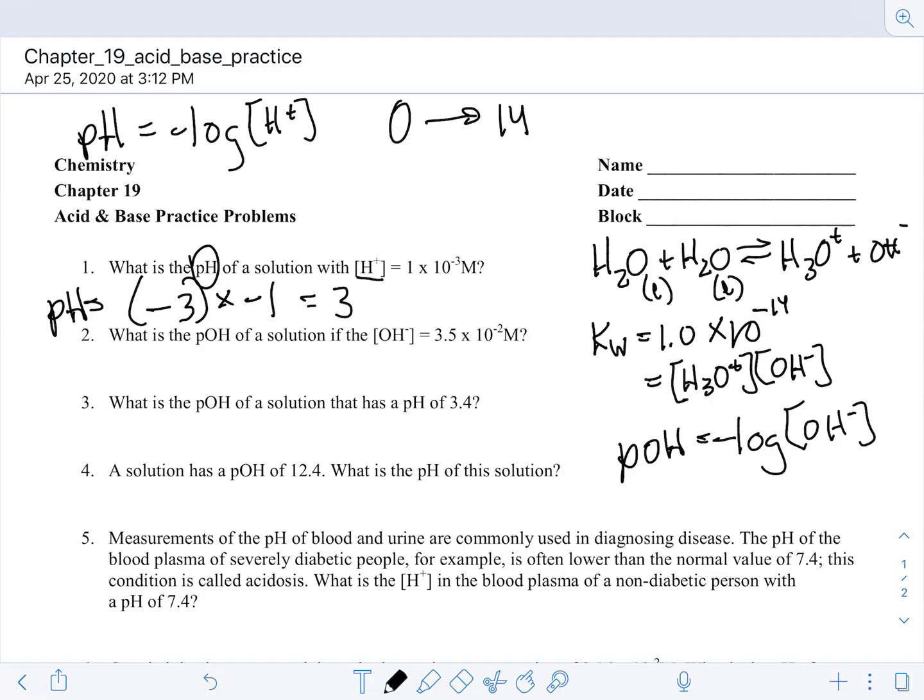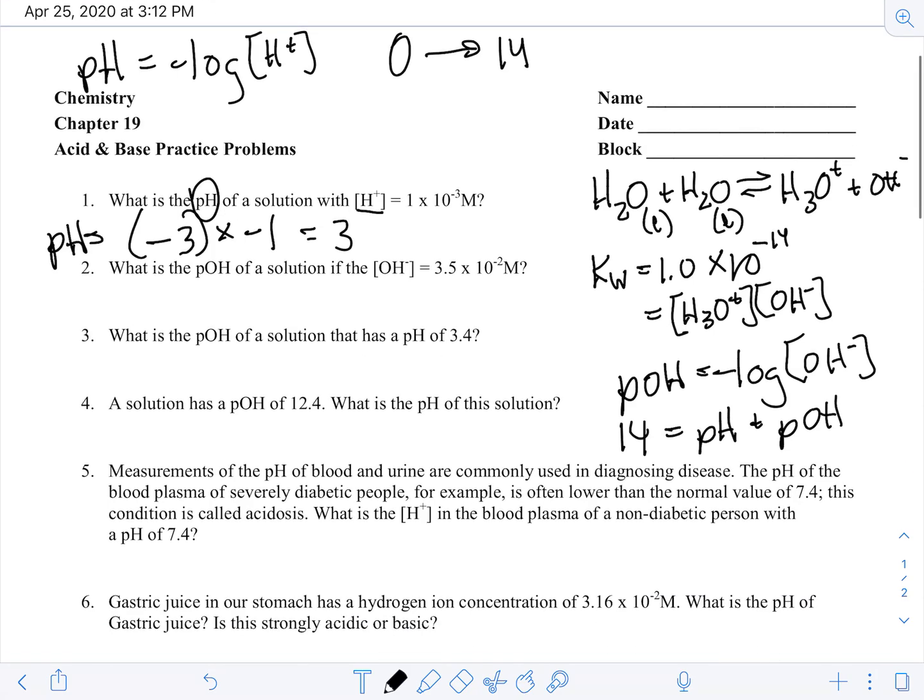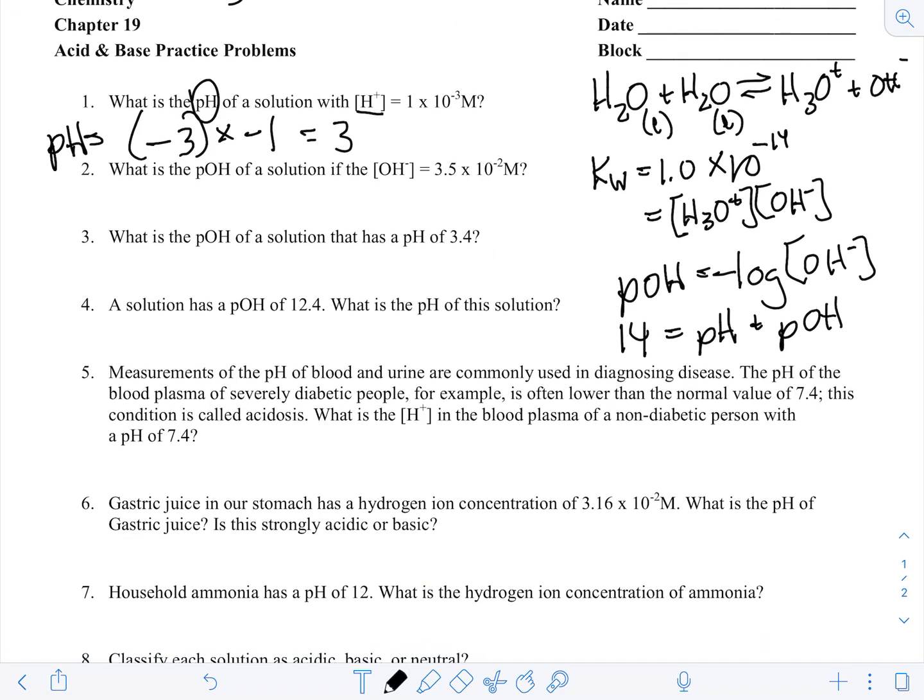Now for number 3, they want to know the pOH of a solution. And remember we said that the maximum pH you could have is 14. You can actually have more than 14, but we're not going to talk about that here. This relationship is actually pH plus pOH equals 14. So if you know the pH of something, you can solve for the pOH. If you know the pOH of something, you can solve for the pH of it. So I'll let you do that.